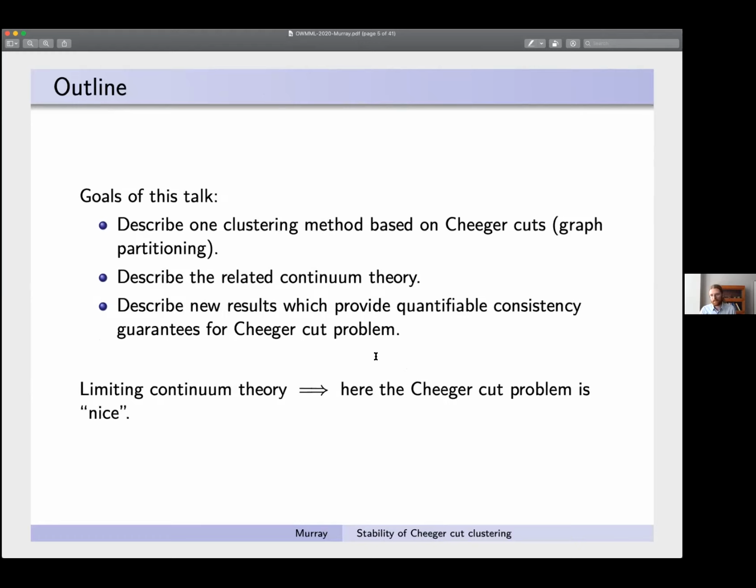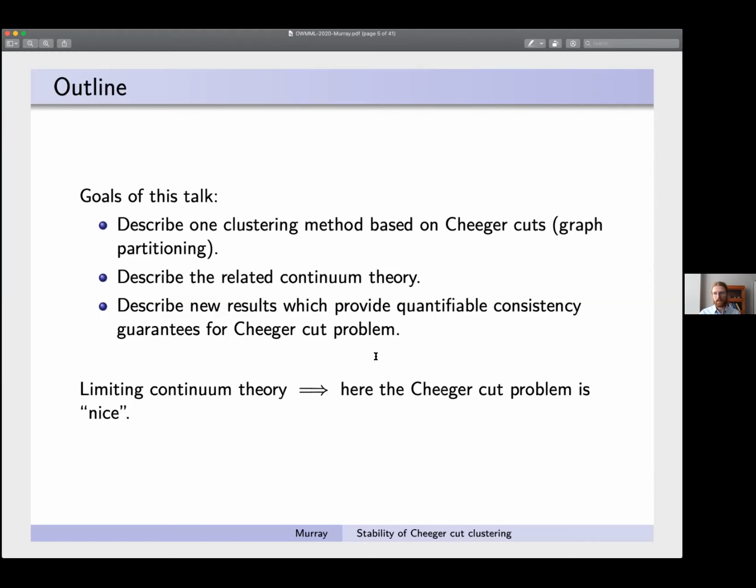But having given this introduction to the problem of clustering, now let's turn to the concrete goal of this talk, what I'm going to talk about. The goal in this talk is to talk about one particular clustering method, which is based upon Cheeger cuts, which is a very simple, at least conceptually, method for constructing partitions of a graph.